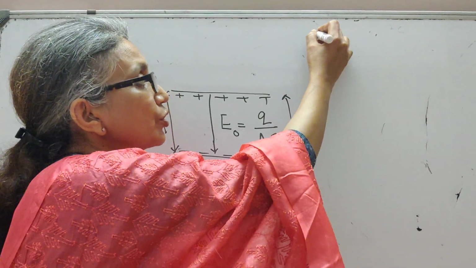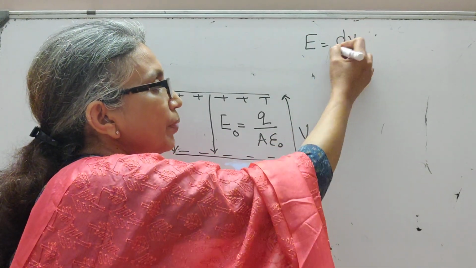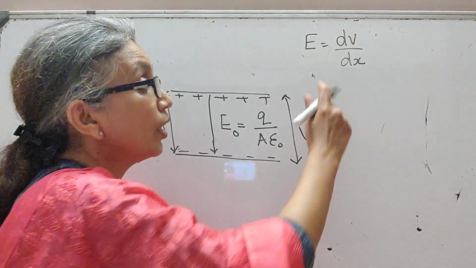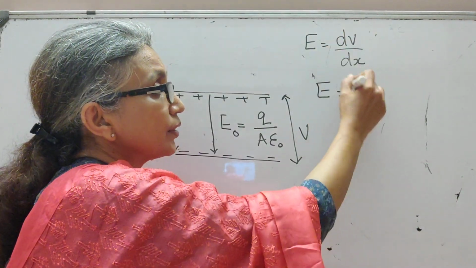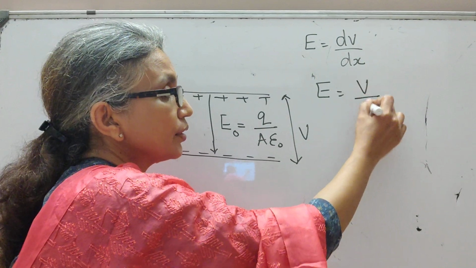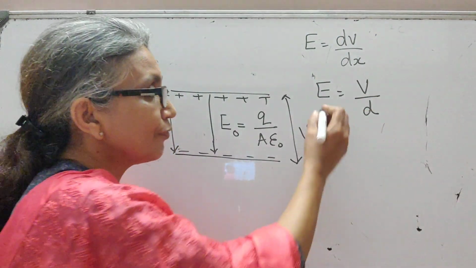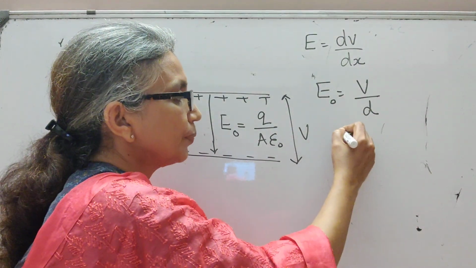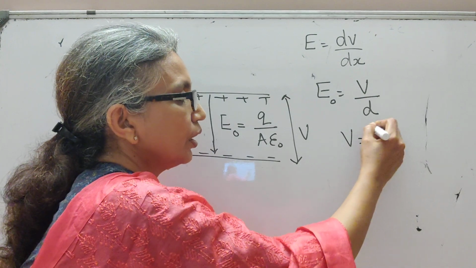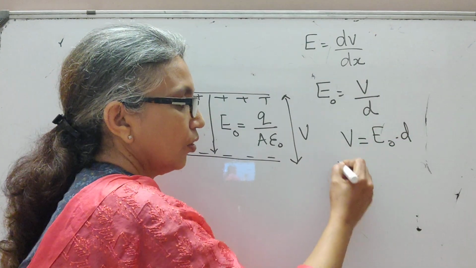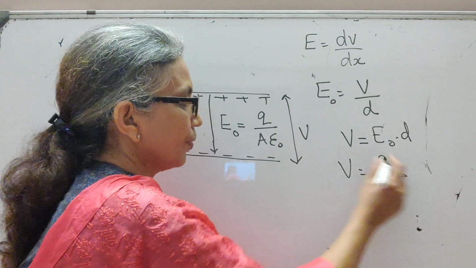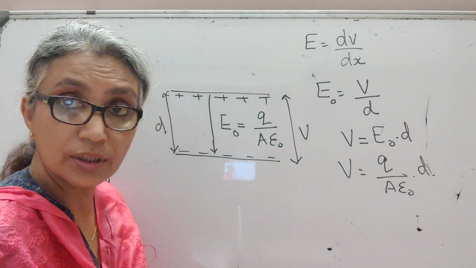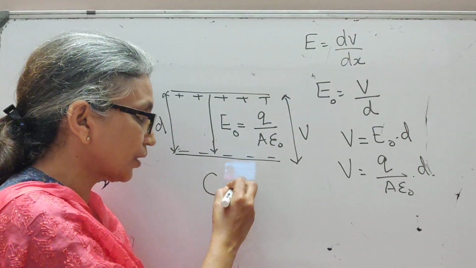Now, from your equation E equal to dV by dx, where I have not written the negative sign, I am only using the magnitudes, I may write that between the plates the potential difference is V and the distance between the plates is D. If the medium between the plates is air or vacuum, I will use E0. Cross multiply and have V equal to E0 into D, or V is equal to, from here, Q by A epsilon 0 into D.